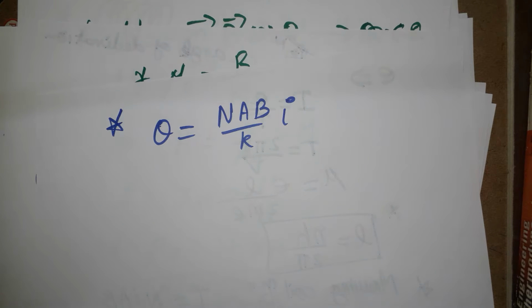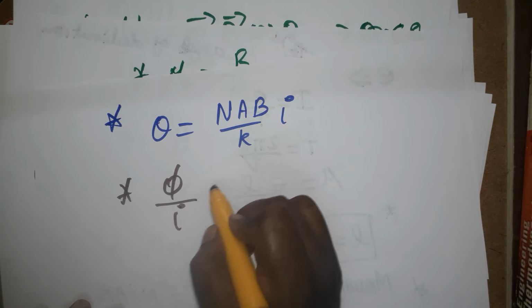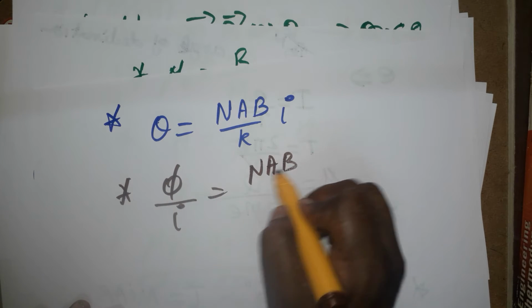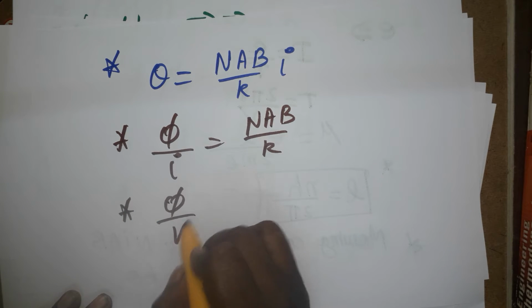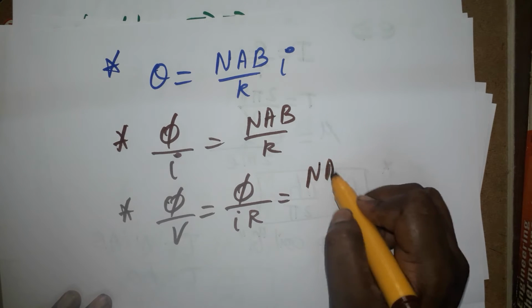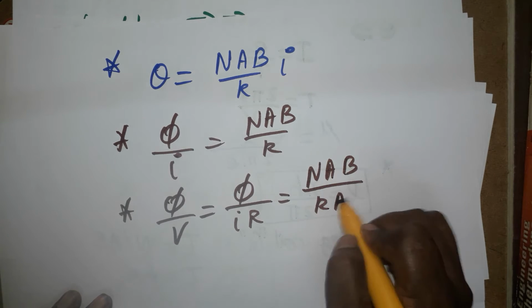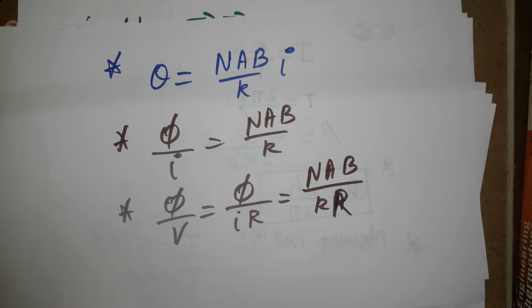So under the moving coil galvanometer, we have two conditions. One is the current sensitivity, another one is the voltage sensitivity. Phi divided by I is NAB divided by k. It's called current sensitivity. If you want voltage sensitivity, phi divided by V, the same formula, phi divided by IR, is equal to NAB divided by kR. That is the voltage sensitivity.